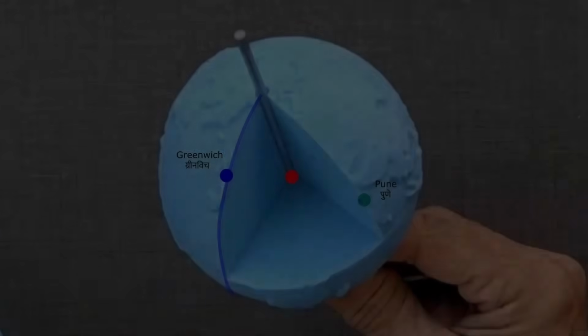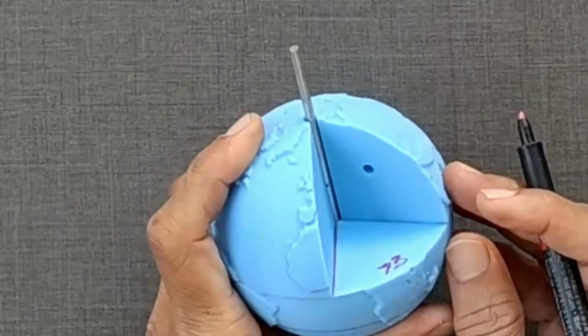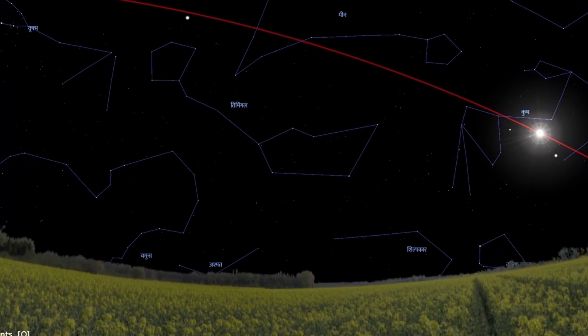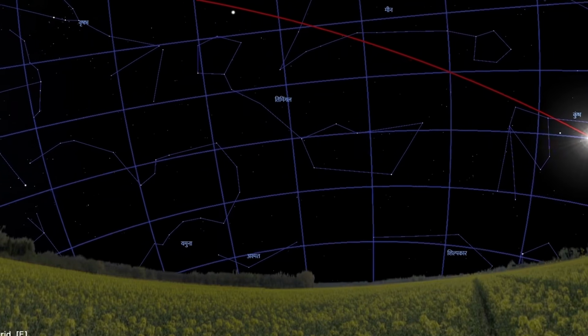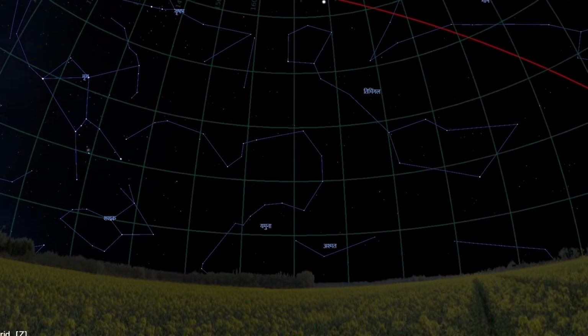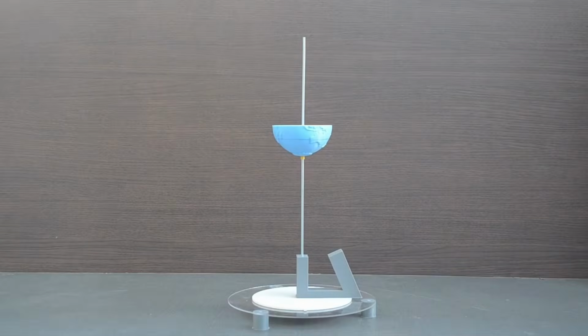Namaste. In an earlier video, we used this 3D printed Earth to understand concepts like latitude and longitude. Can we use the same scheme to mark the position of the sun and stars in the sky? Not really. We will learn another way in which locations of these celestial objects are decided.